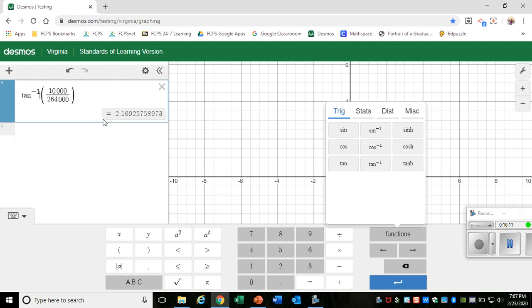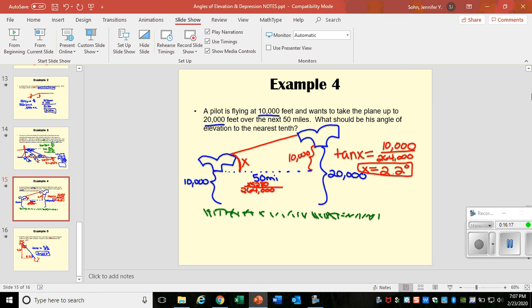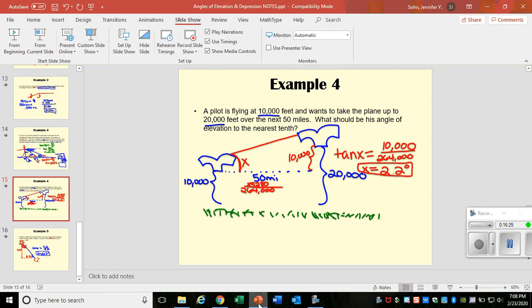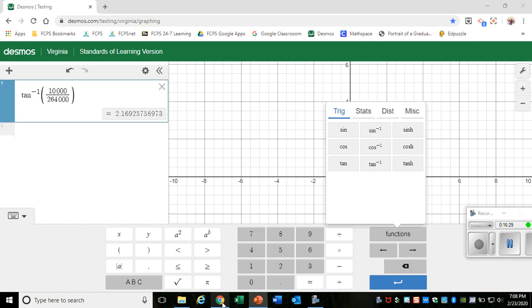You get 2.169257. So just round to 2.2. You're going from ratio to degrees. So when you do that, you're going to use the tangent to the -1 power button. So the answer is 2.2 degrees. So please pause the video and try this using the keypad on Desmos, please.